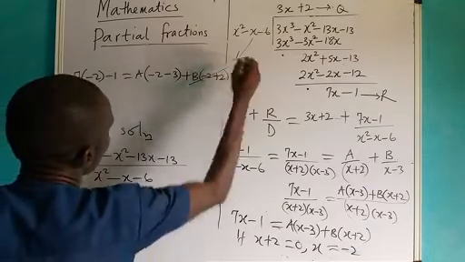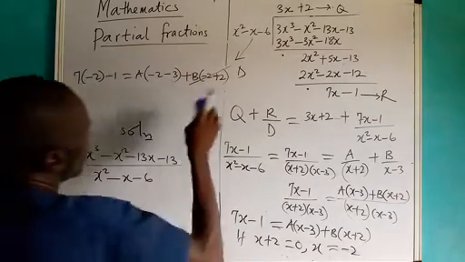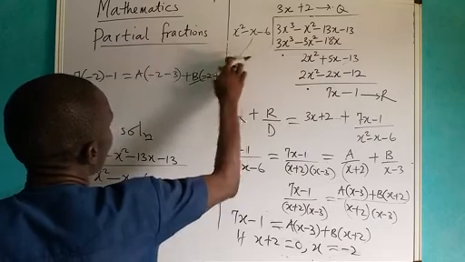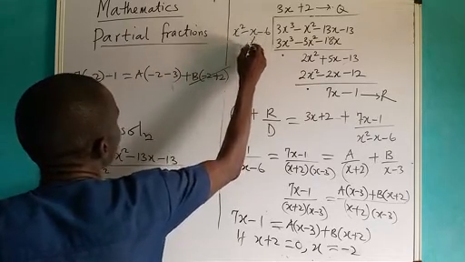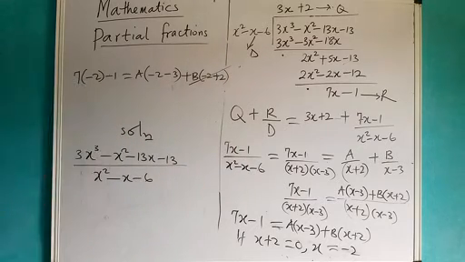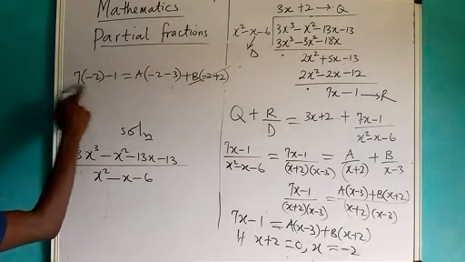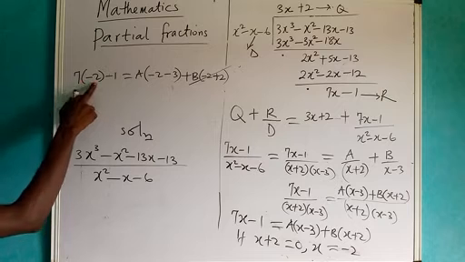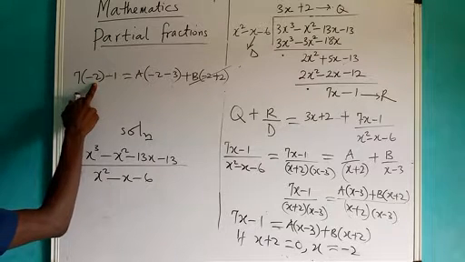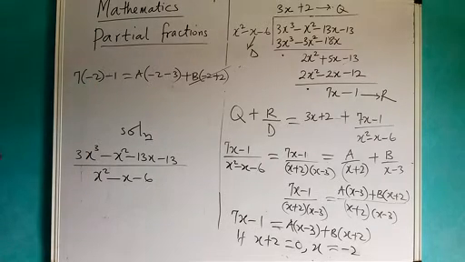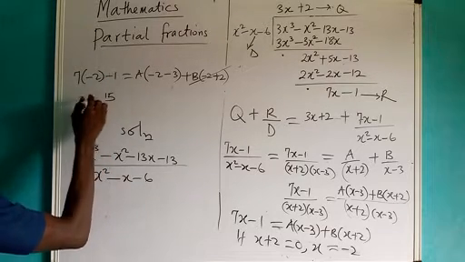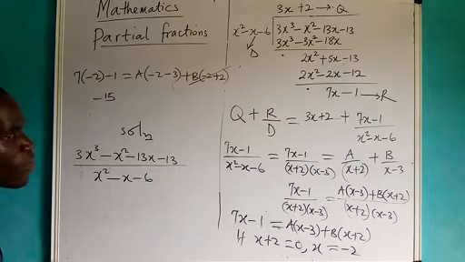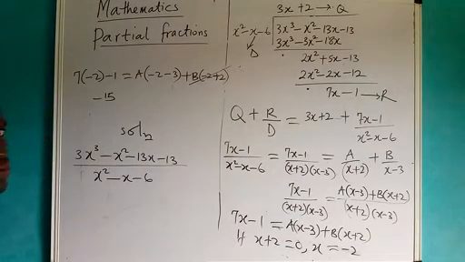This one can go. This one is the divisor, please don't forget. Now, if that one goes down, I'll be having 7 times minus 2, which is minus 14, minus 1. I'll be having minus 15 here.